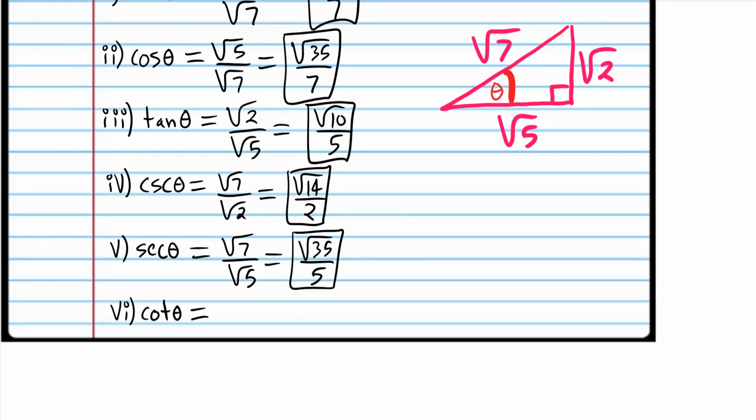Cotangent is the side adjacent the red reference angle divided by the side opposite. Multiply both sides by root 2, and we get root 10 over 2. So there you go.